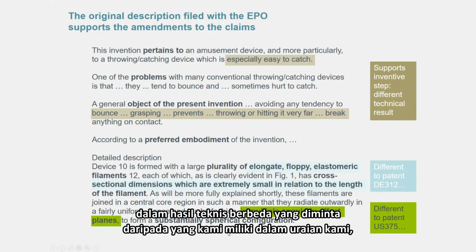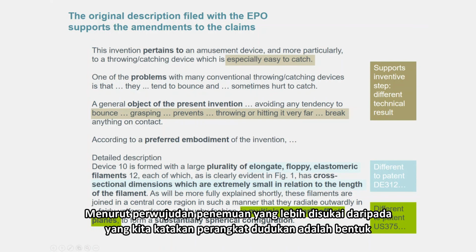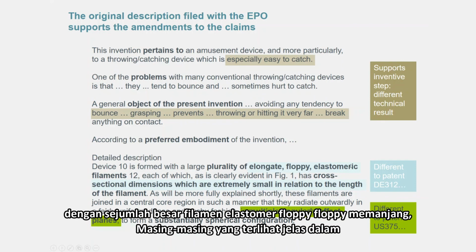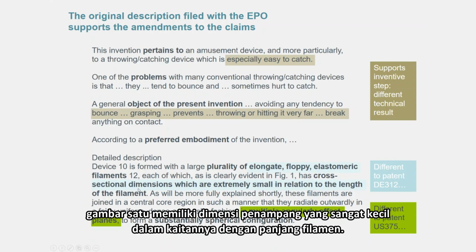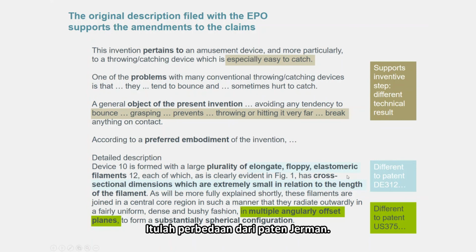Then we had in our description, according to a preferred embodiment of the invention, device 10 is formed with a large plurality of elongate floppy elastomeric filaments, each of which, as clearly evident in figure 1, has a cross-sectional dimension which is extremely small in relation to the length of the filament. That is the difference to the German patent. As will be more fully explained shortly, these filaments are joined in a central core region in such a manner that they radiate outwardly in fairly uniform, dense, and bushy fashion in multiple angularly offset planes. That is the difference to the US patent, to form a substantially spherical configuration.